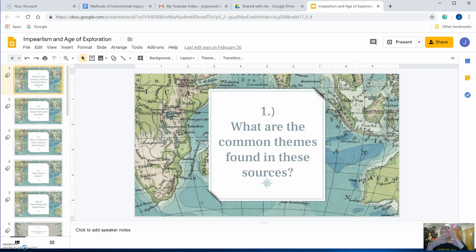But I wanted them to really read it and then be able to pull up the similarities and say, okay, I see how this is imperialism now. So then after they were done with the annotation, we would go right into discussion, which is the reason I have these slides. So we would say, what were the common themes we found?